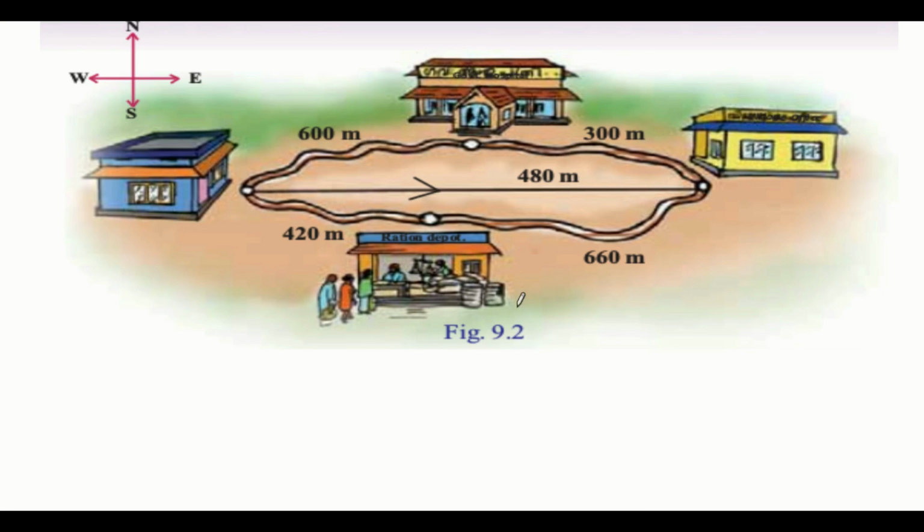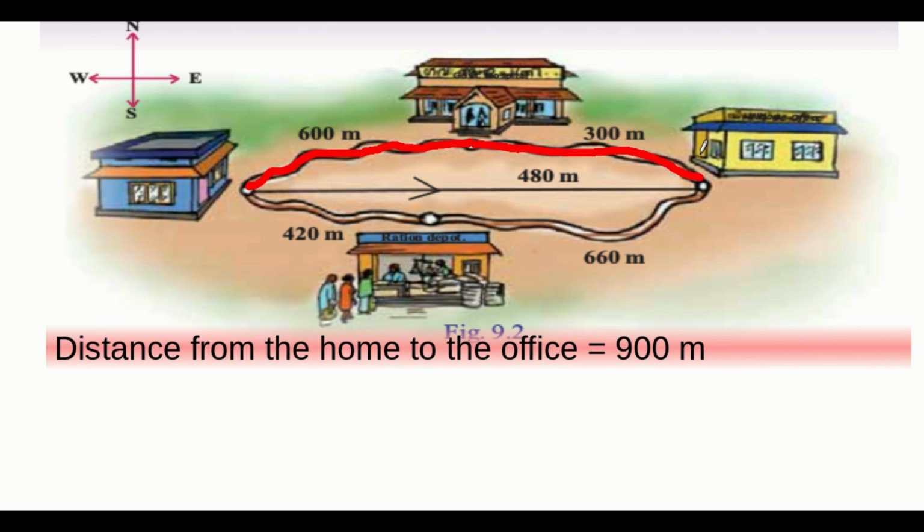Look here. Here there is a path traveled by a person. This is a home, and after covering 600 meter, he reaches a hospital. Then again, after traveling 300 meter, he reaches his office. During this motion, in the morning, the total distance covered is 600 plus 300, that is 900 meter. Distance from home to office is 900 meter.